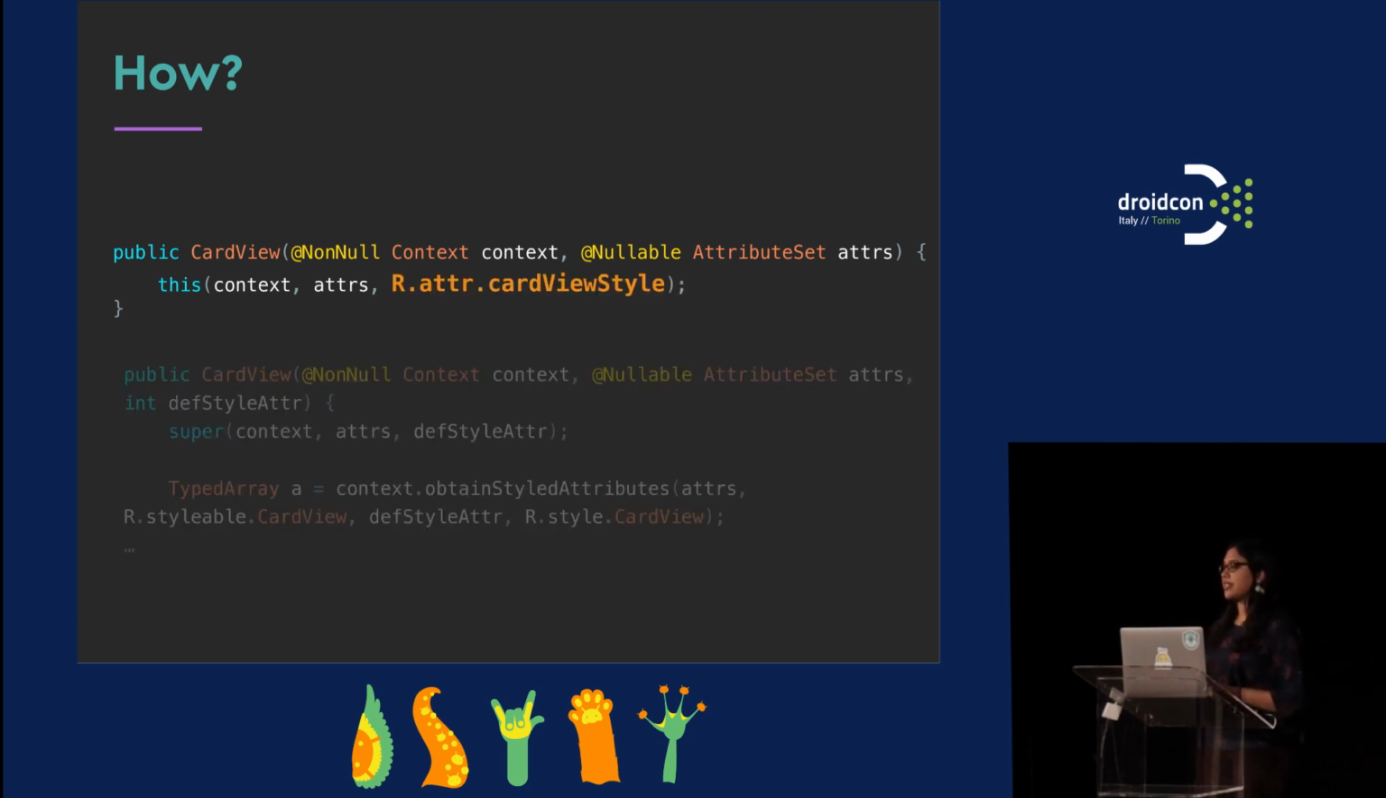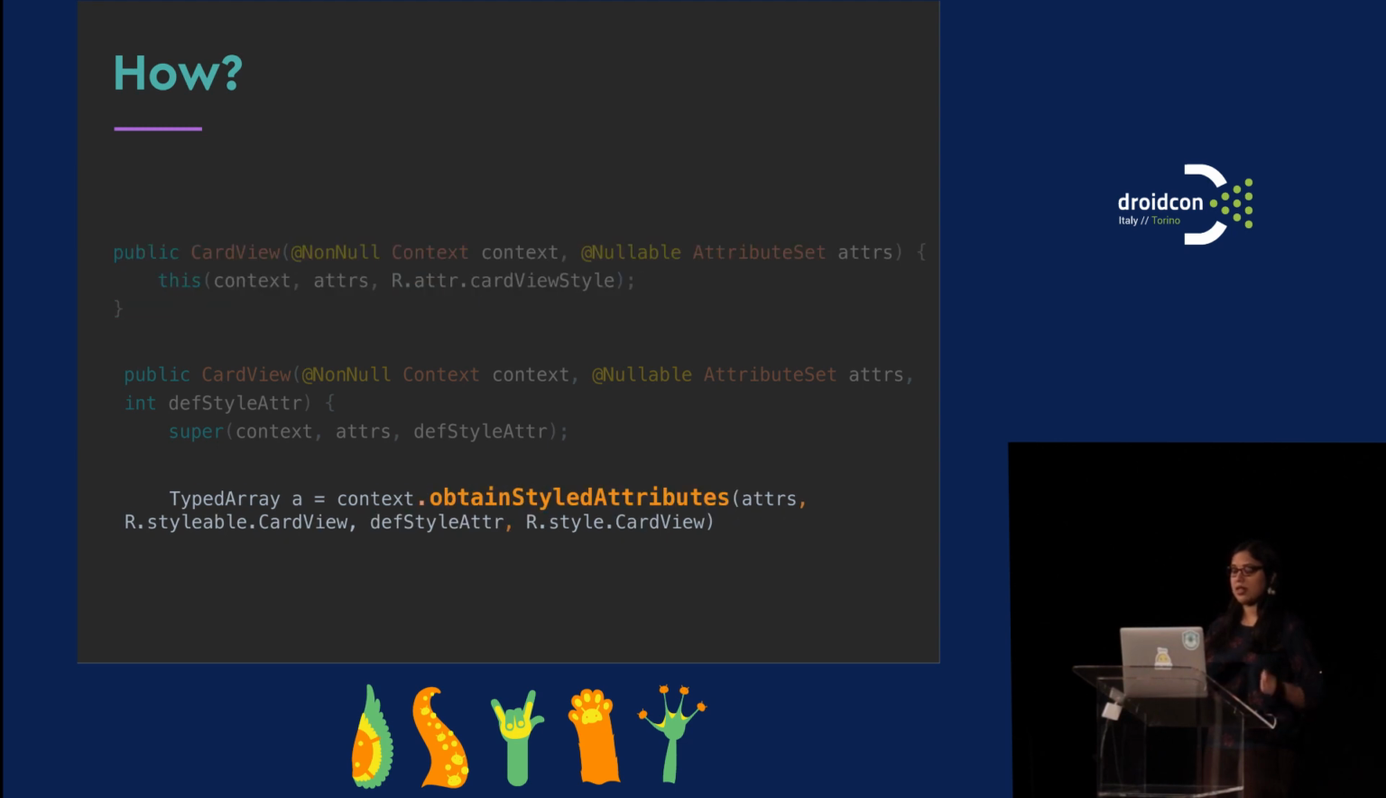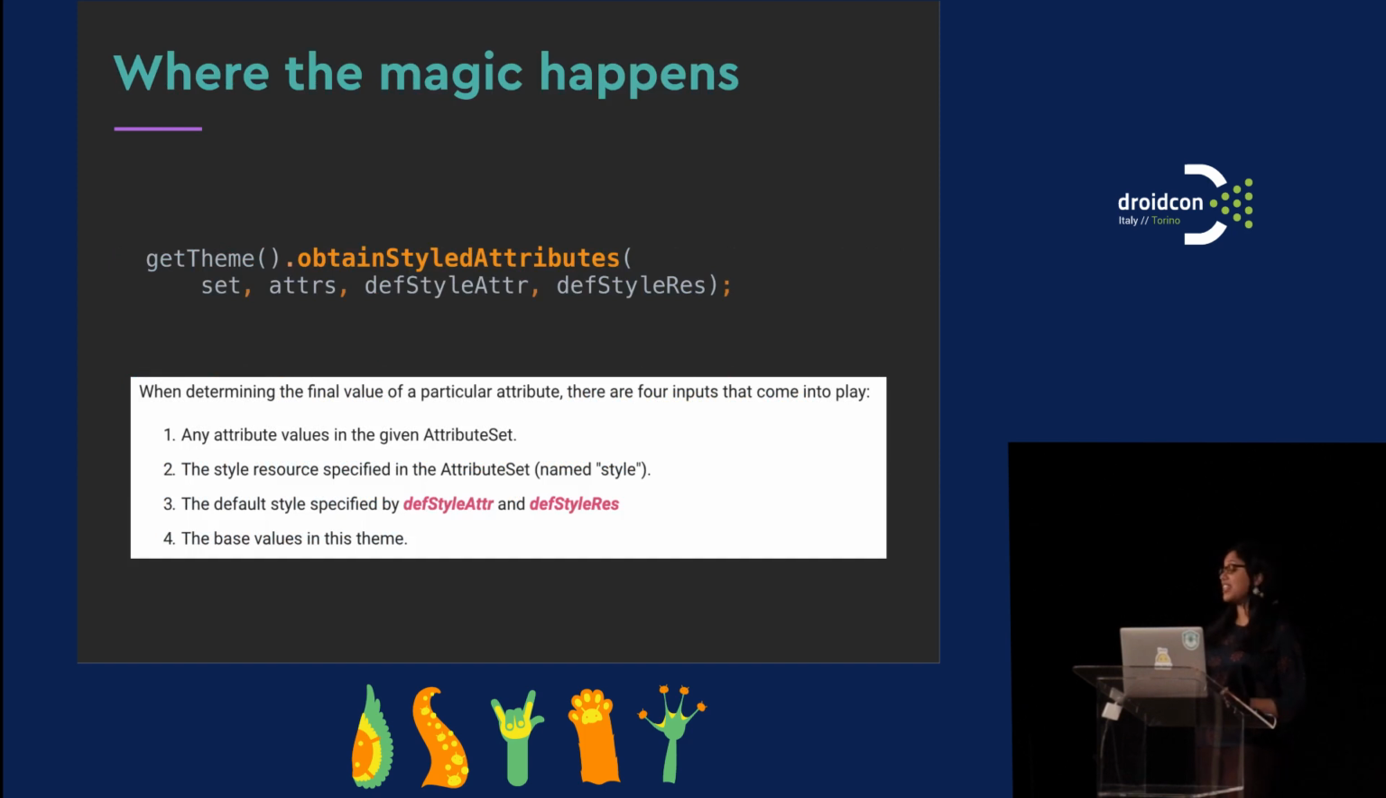And if you notice, in the first constructor, the last parameter is the default style attribute that we just set. So R.attr.cardViewStyle. And this is passed into the main constructor, into this method that's called context.obtainStyledAttributes. And this context.obtainStyledAttributes calls getTheme.obtainStyledAttributes. And this is essentially where all the magic happens.